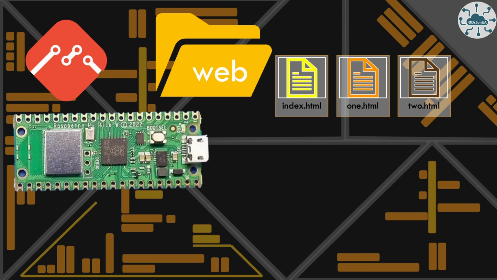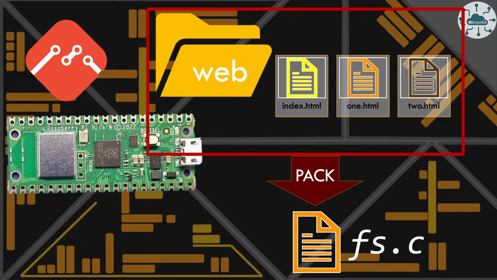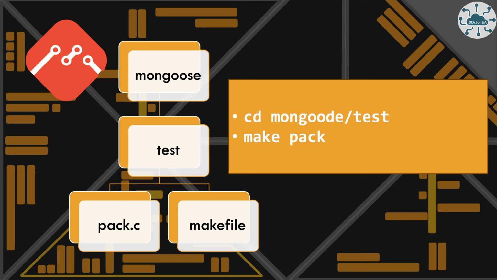So we want to take our web pages and actually make them part of our embedded code that's going to run for Mongoose. And to do that, we're going to use a utility called Pack, which is going to basically take all those files and create them as a single C file, which is then going to put that data into flash memory. Now, Pack has been provided for you by Mongoose. It's in the folder test, and you'll see there's a pack.c file in there. And you can make it using the make file that's in there as well. So you should be able to issue the command make pack.